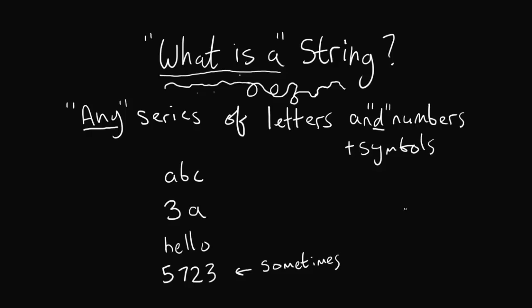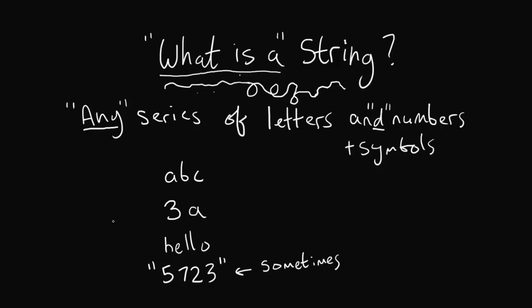So some more examples of strings would be the letters ABC, the string 3A, the word hello, or the numbers 5, 7, 2, 3. Now note, next to the numbers I put quotes sometimes. That's because if you only have numbers, sometimes this is stored in memory as a number, and sometimes it's stored in memory as a string. It's easier to tell sometimes by putting something that you're sure is a string inside quotes. Now this number won't be misinterpreted as a number, it's clear that it's a string.